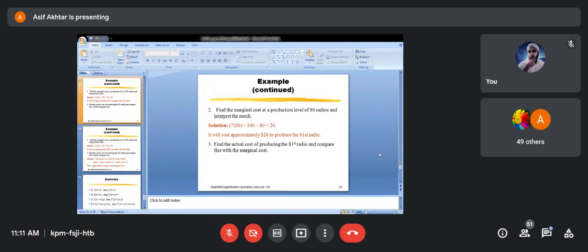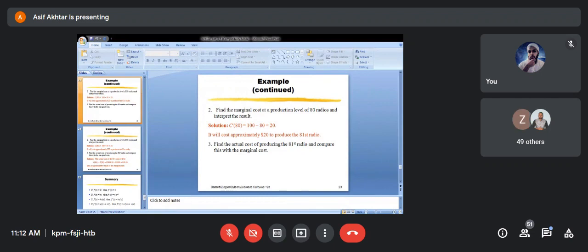Any calculation from your side? What will we have to do in this? Sir, the marginal cost is basically the cost of producing one additional unit. So the 81st unit will be produced for 20 rupees. The cost will be 20 for the production of the 81st unit. Okay, so the actual cost of producing the 81st unit will remain the same, 20. This is your point? Yes, sir, as per my knowledge.